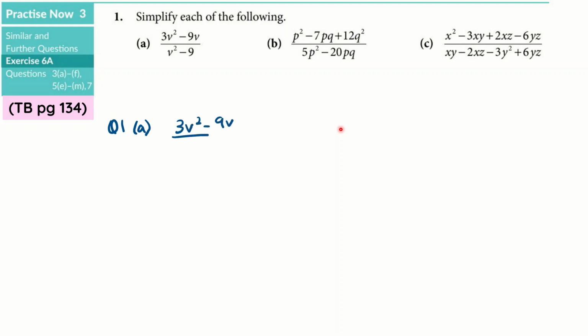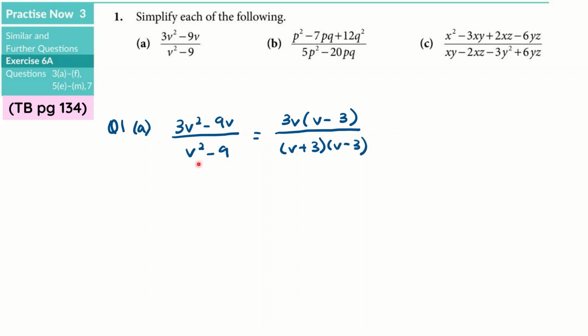We have 3v squared minus 9v over v squared minus 9. We first take a look at the numerator. In the numerator, 3v squared minus 9v has common factors between the terms, and that is 3v itself, so we get 3v times (v minus 3).